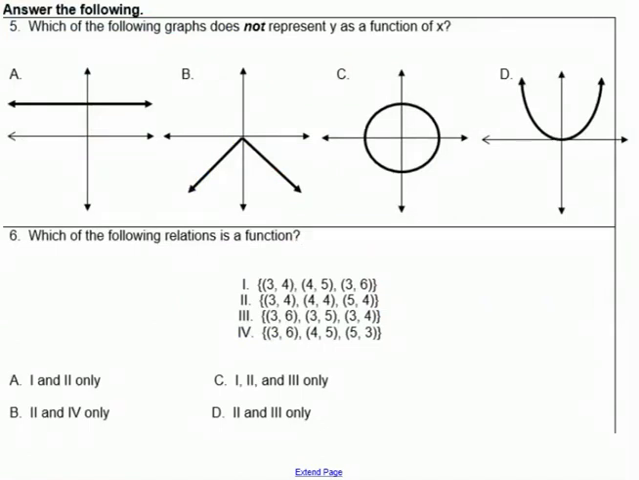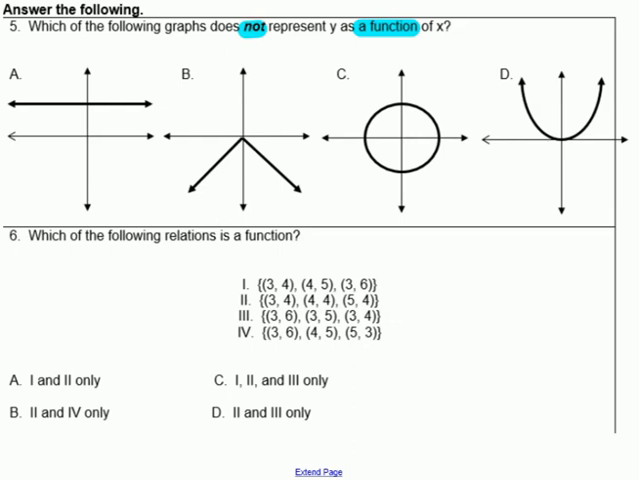Number 5, which of the following graphs does not represent y as a function of x? This is just a fancy way of saying which of these graphs is not a function. Okay, we just talked about what makes something a function or not when you're looking at the ordered pairs, but what if we don't have ordered pairs? What if we just have a graph? Well, there's something called the vertical line test that will check if a relation is a function or not.